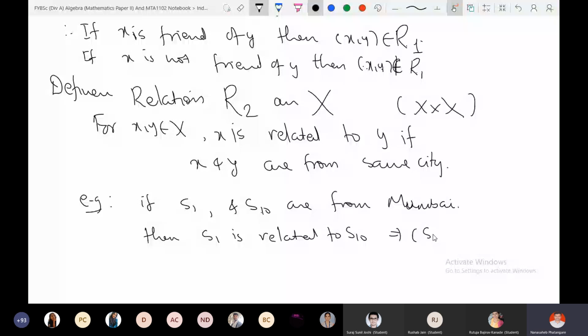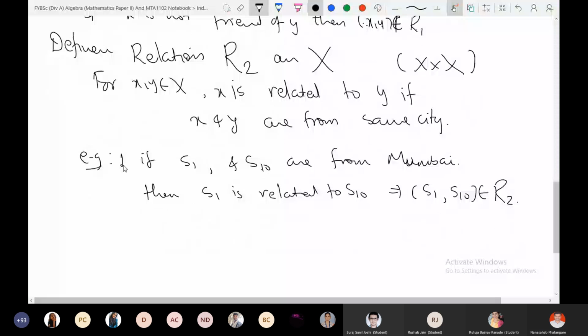Because what is my relation R2 in this case? If two students are from the same city, then only they are related. Therefore, the S1 and S10 pair is in R2 because S1 is related to S10 with respect to this relation. Fine. Do you understand what I am saying? Yes, sir. Very good.